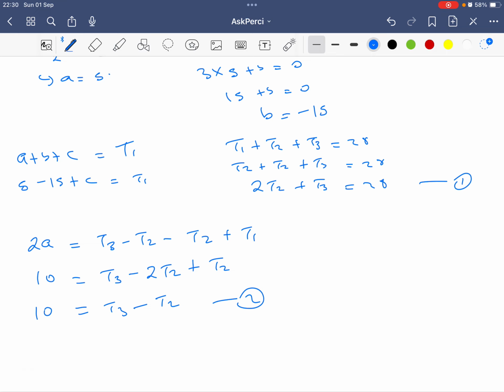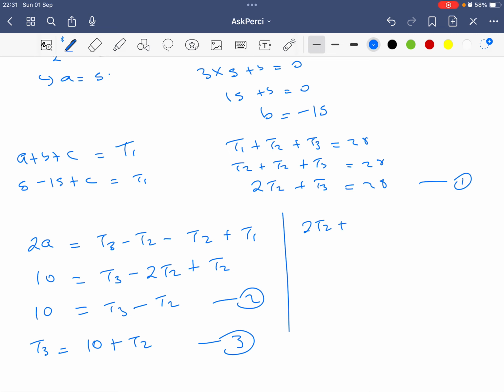So how do you do this? Let's take the second equation and make T3 the subject of the formula. T3 will be equal to 10 plus T2. So that's the third equation. Take the T2 to the left-hand side, it becomes positive, and T3 is equal to 10 plus T2. Then we can substitute this equation into the first one. That's what we can do. You can substitute that, and you end up with T2.